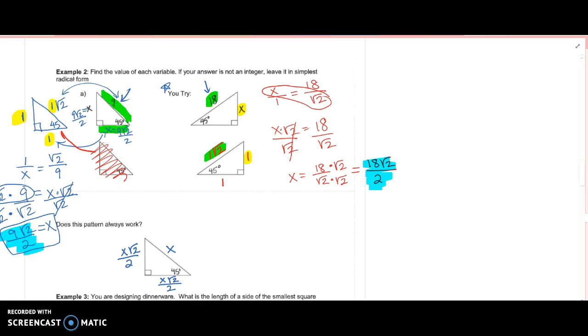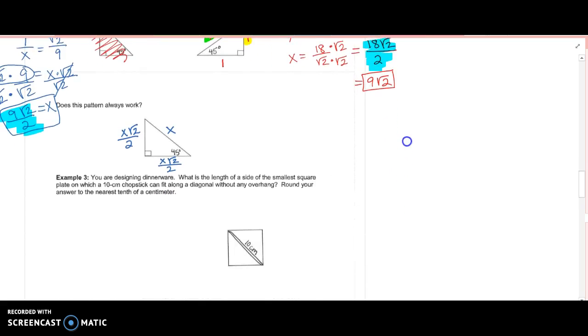Now, it may be bothering some of you right now that I did not finish this problem because 2 goes into 18. This is technically 9 square root 2. For the final answer, this 2 goes away when you divide it into 18. But, I mean, it's the same thing. The pattern still works. You just have to reduce it in the end. All right, so here we go.